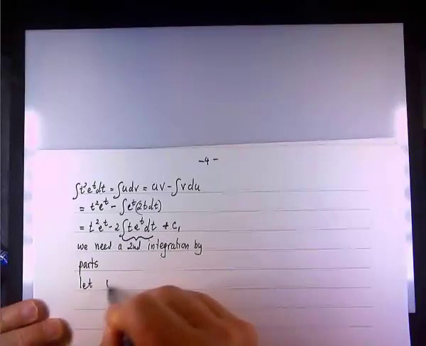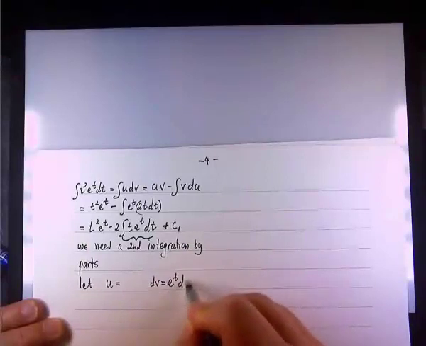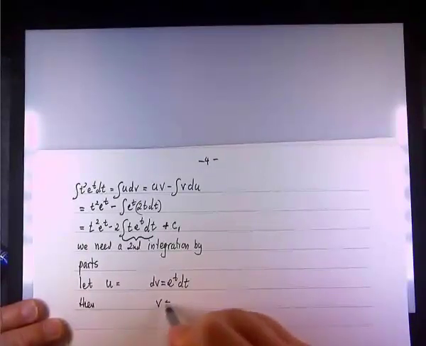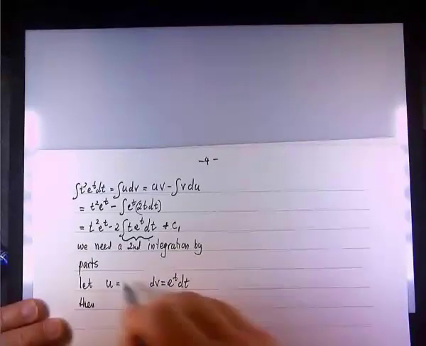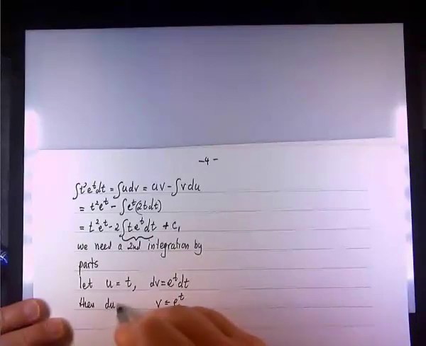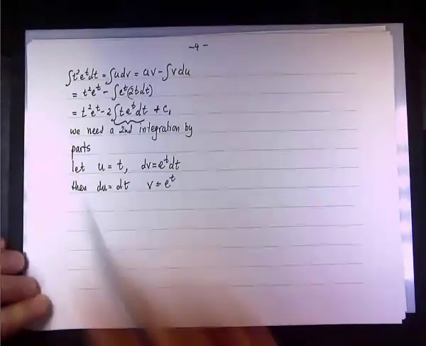So again, we need to have a choice of u and v, and we already have a good experience with dv being e to the t dt, because this will give us v right away. So v equals e to the t. Now it leaves u to equal t, and du therefore is dt.